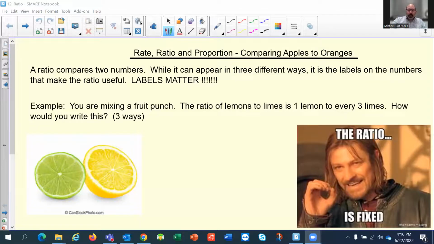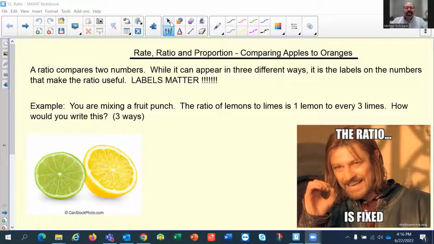Hello, and welcome to another short tutorial video. In this video, we are going to talk about what a rate is, what a proportion is, and how to determine if something's proportional and how to find equivalent rates and ratios.